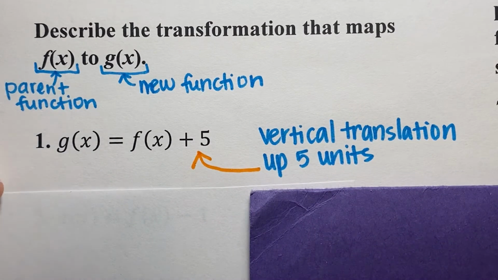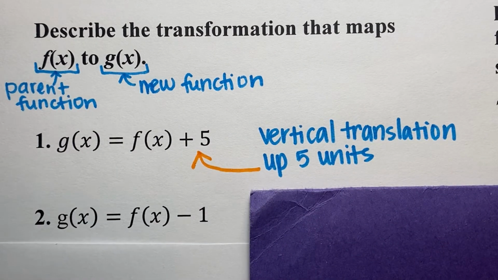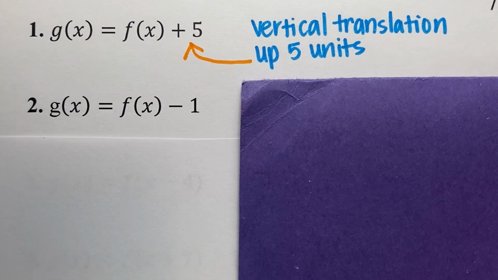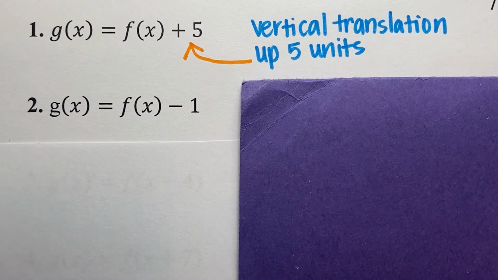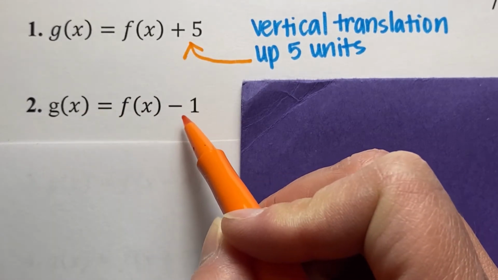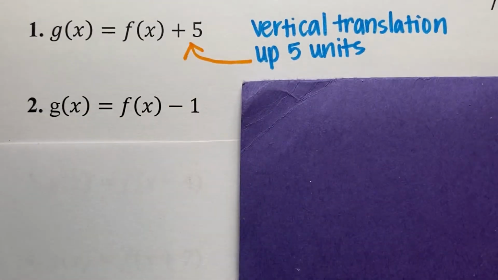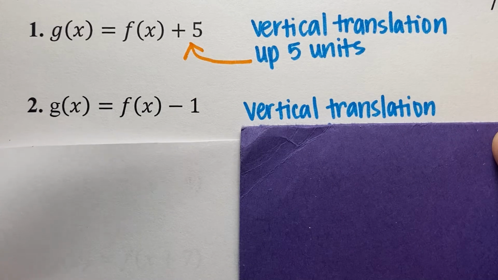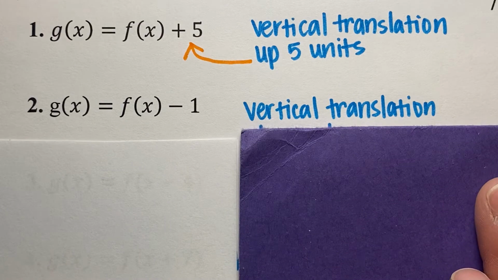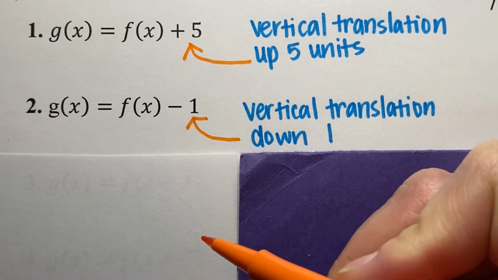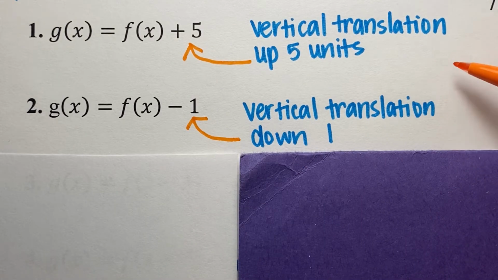In our next example, we have g of x equals f of x minus 1. I'm going to move my paper up so we can look at this one. Again, notice that on the outside of the parentheses, this is a new equation, so it's applying it to the function, the parent function. So if it's on the outside, we know it's a vertical translation. And because it's a -1, it's going to move my graph down 1. So on the outside, it moves my graph up or down. And it's a vertical translation because it's moving up or down.